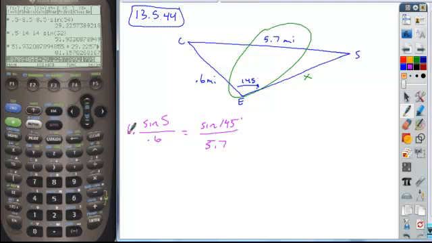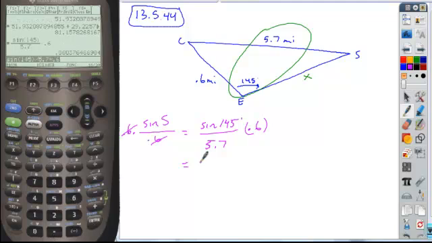Okay. If we multiply both sides by 0.6 and solve, we'll get our sine ratio. So the sine of 145 divided by 5.7 times 0.6. There's our sine ratio, 0.060 approximately. And so to find the actual angle S, we need to take the inverse sine of that ratio.